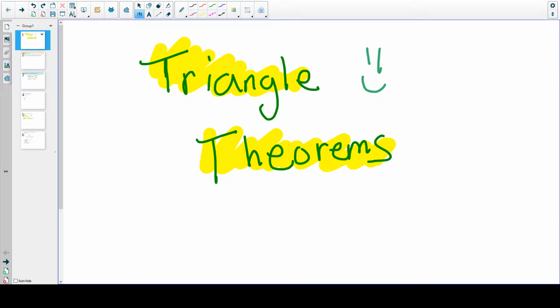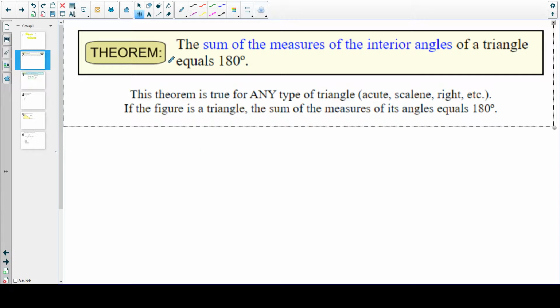Alrighty. Hi everyone. I'm going to quickly go over some triangle theorems. There's really only two things that we've learned in terms of theorems about triangles. So let's continue. The first thing that we learned about was the sum of the measures of the interior angles of a triangle equals 180. We called this the triangle sum theorem.